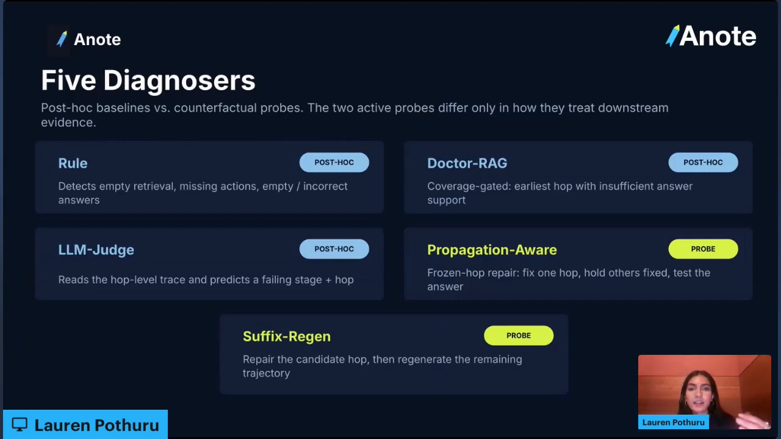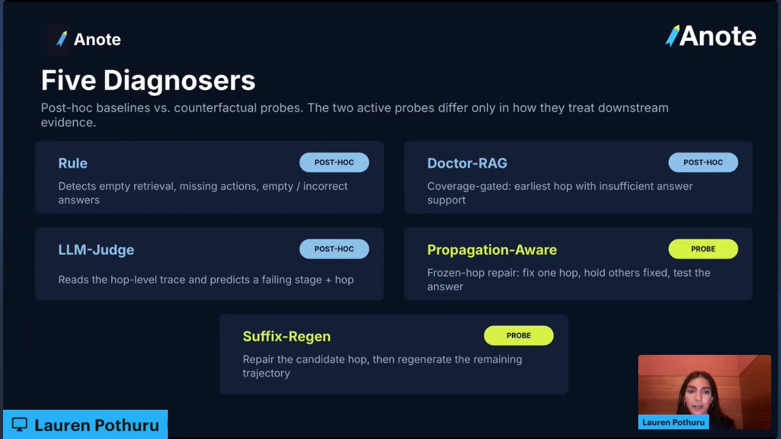And then we had 5 diagnosers that we were evaluating in this paper. So 3 of them would be post hoc, which would be rule based. And so this would be after the entire agentic system has finished. We're looking at the final output and trying to determine where the error surfaced or the initial failure happened and which hop that was present in. And so Dr. Rag used coverage gating to pick the earliest hop with insufficient answer support, and an LLM judge will read the trace. And then 2 of the other types of diagnosers are more active probes.